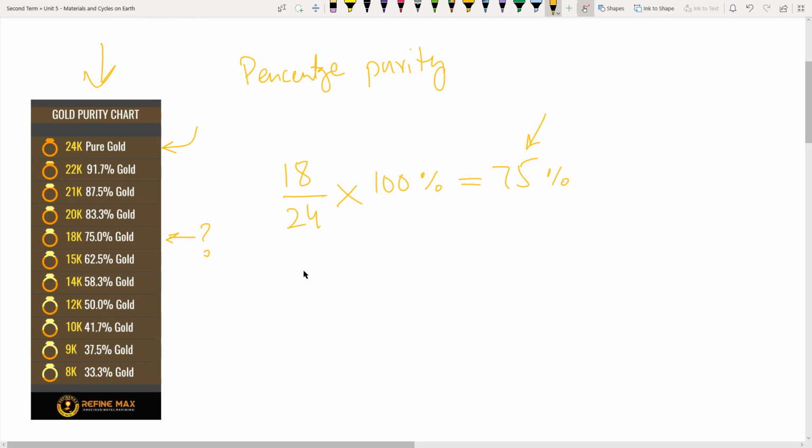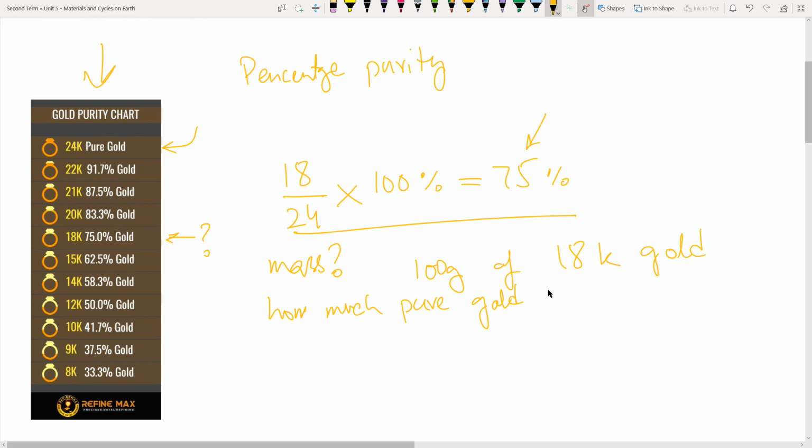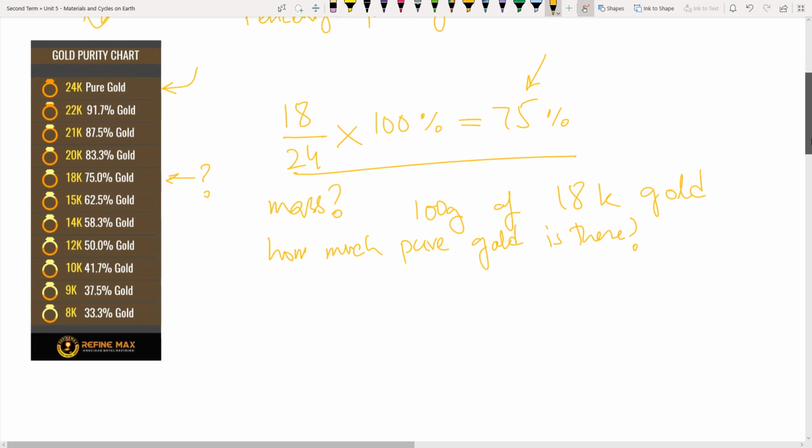Now how to calculate the mass? Let's say I have 100 grams of 18 karat gold. How much pure gold is there? That's the question. How much actual gold is there? Because we do know that 18 karat will have other elements in it like copper, titanium, brass. Because gold is a very soft metal.